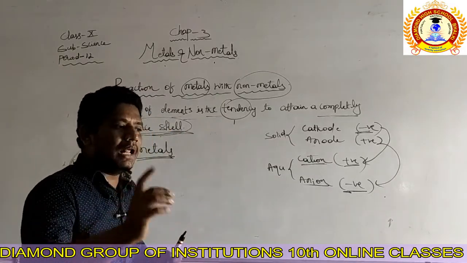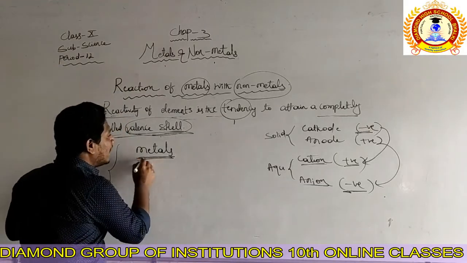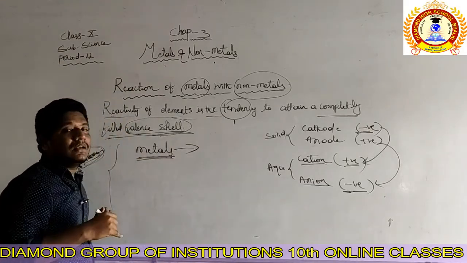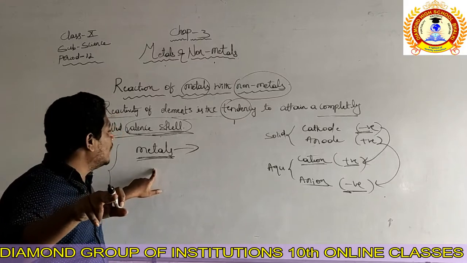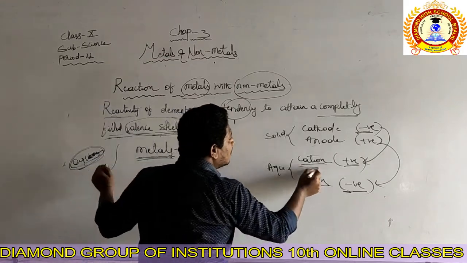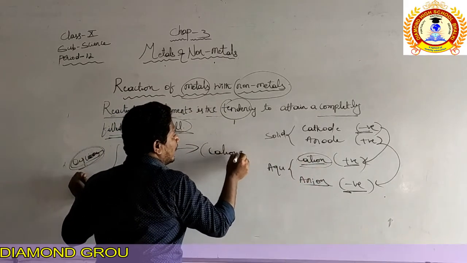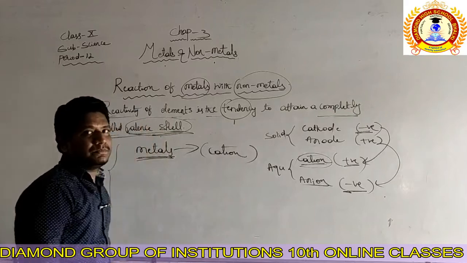देने वाला metal है, लेने वाला non-metal है. Remember this only one thing. Metals are the giver. So the charge of the giver is always positive, positive nothing but cations, in case of aqueous solution. I am talking in case of aqueous solution.